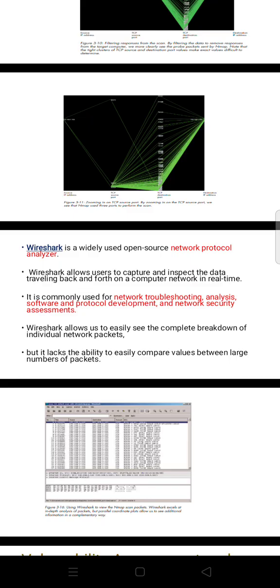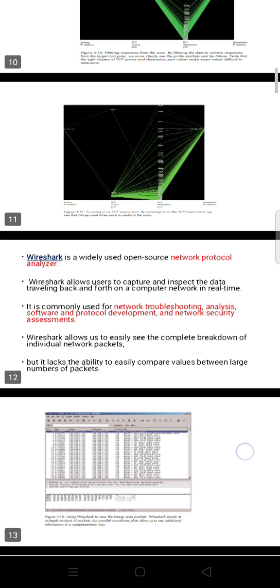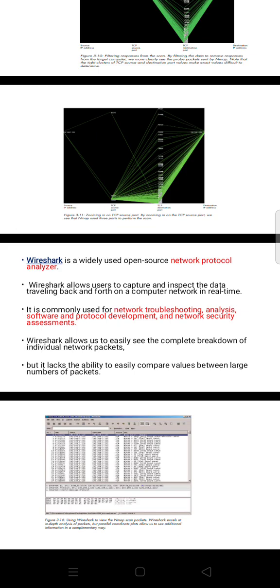But one of the disadvantages or limitations is that it lacks the ability to easily compare values between a large number of packets. Wireshark is mainly used to view the Nmap scan packets, and it excels in in-depth analysis of packets, but parallel coordinate plots allow us to see additional information in a complementary way.